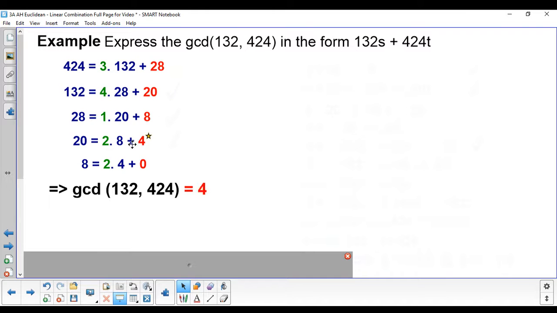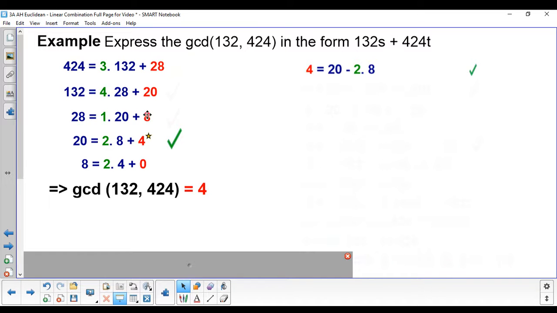Let's start working back. So we're going to start from here. So 4. 4 is 20, take 2 lots of 8. I put a tick there because I've used it. I don't normally put a tick here. I've just done that to show you which one it relates to. So now I've dealt with that, we go to the line above.